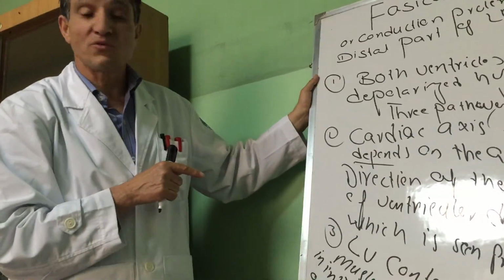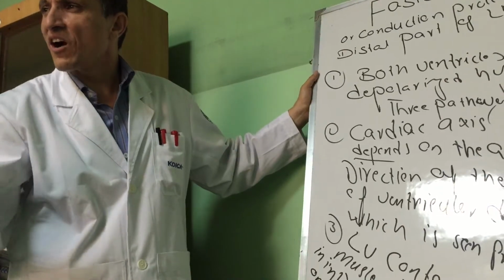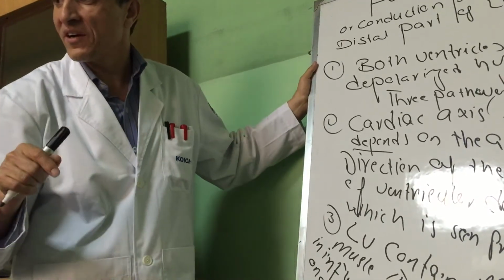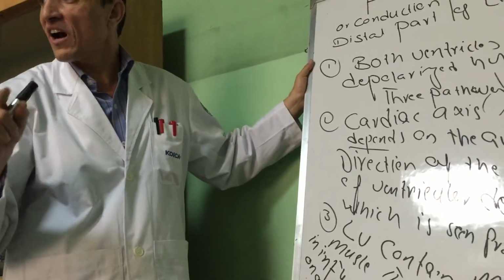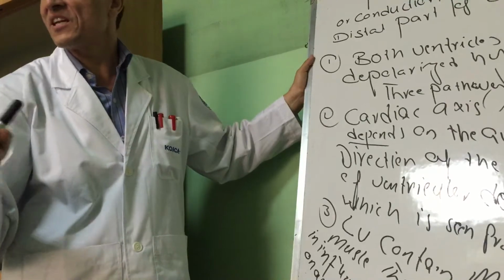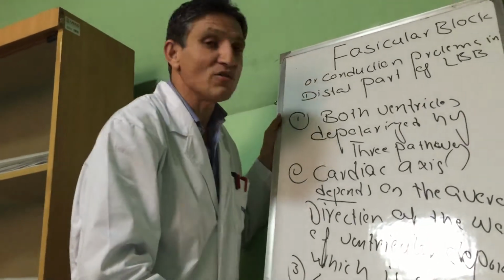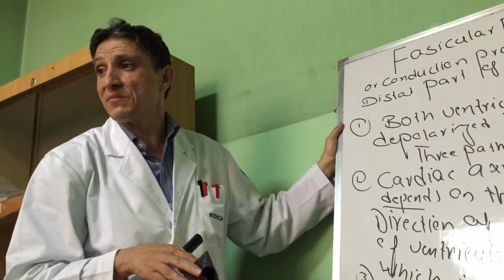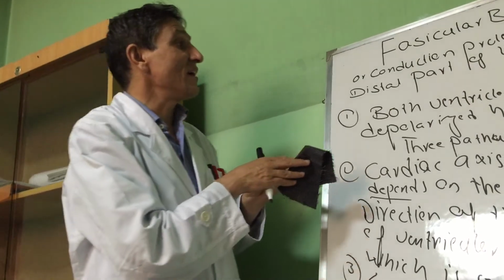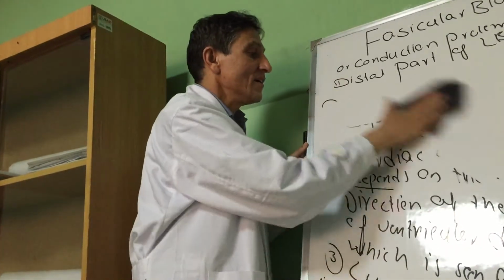And the last principle, which is very important, as I mentioned many times: the left ventricle contains more muscle, therefore it has more influence on the cardiac axis. It has more influence on the ECG than the right ventricle. These were the 3 principles that I am discussing with you, and later on we will explain step by step the fascicular blocks.